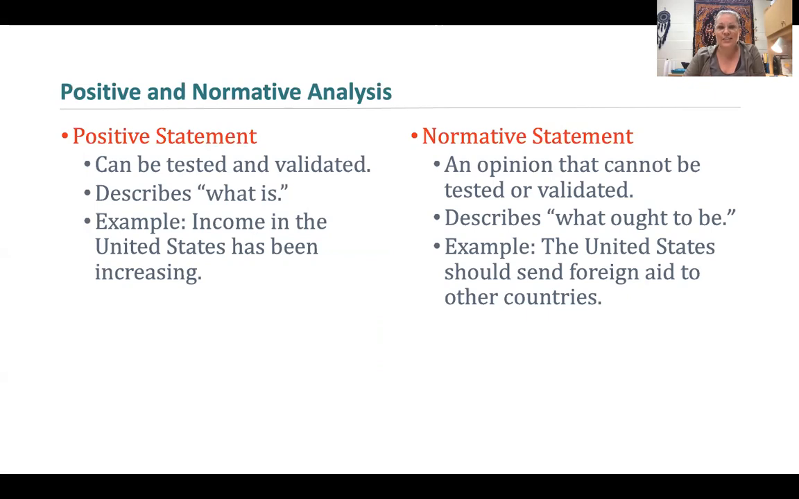On the other hand, the opposite of this are normative statements. These are opinions that cannot be tested or validated. It's describing what should be or what shouldn't be or what is bad or good. So an example might be a statement like, the United States should send foreign aid to other countries. You may have this opinion based on exploratory models that you develop, but it's important to note that these are normative statements, not positive statements. They cannot be tested or validated.